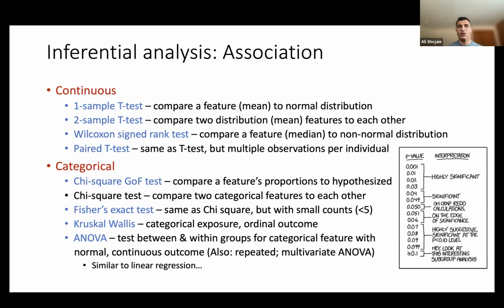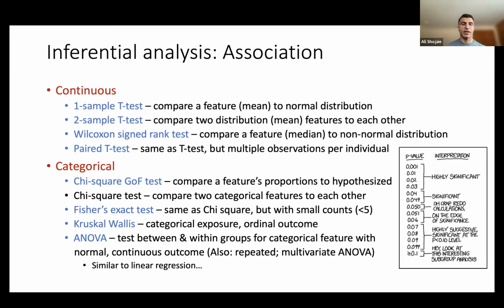You could also have categorical variables, and there are multiple tools for analyzing categorical variables. Chi-square tests are used a lot. Both chi-squared goodness of fit tests, but also chi-squared that compares two categorical features. You could do a Fisher's exact test instead of a chi-square test, which is the same as chi-squared, except that it's more suitable for small counts. If you have small counts in your contingency tables, then the chi-square test is potentially not accurate, and you want to use the Fisher's exact test.